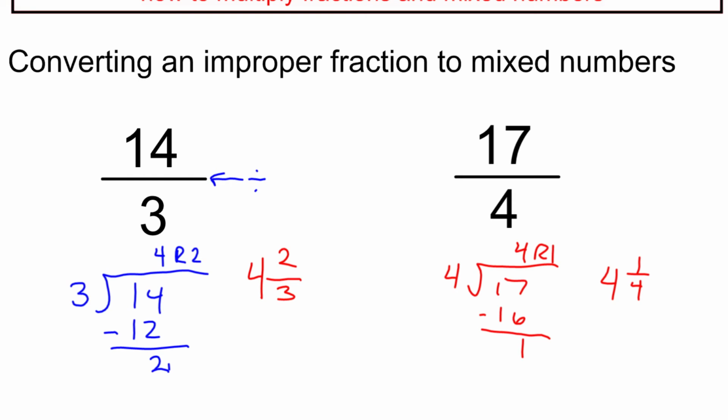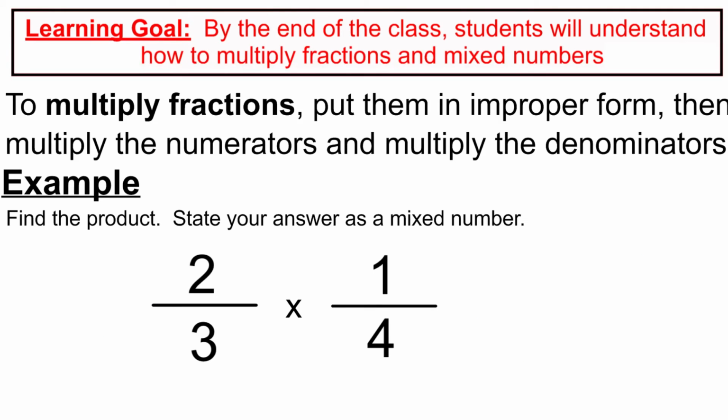Okay, so now that we know how to convert between those, we just have to use that now to do some multiplication. To multiply together fractions, you are going to put them in improper form if they are not already, and then you are going to multiply the numerators together, and you're going to multiply the denominators together, and you're finished. So in my example here, I'm saying find the product, state your answer as a mixed number. I know that you've seen simplifying fractions, we're not even going to worry about that, we're just going to multiply and turn it into a mixed number.